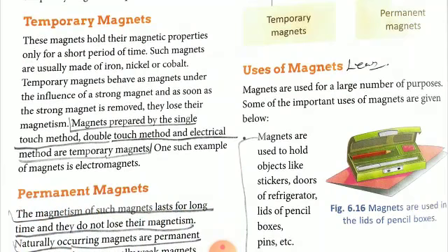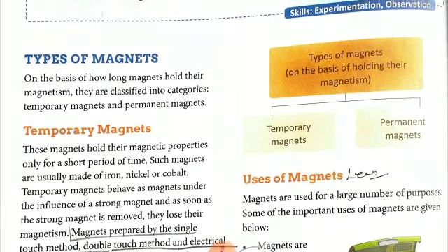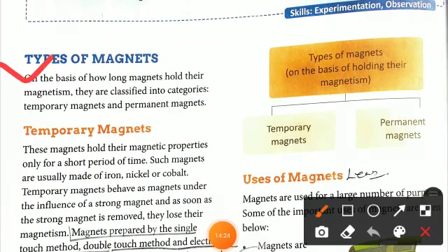Here there are types. We will study about the types of magnets. On the basis of how long magnets hold their magnetism, they are classified into categories. On the basis of how much time a magnet will hold its property of magnetism, we will classify magnets into two categories. One is the temporary magnet and the other one is the permanent magnet. So first we will study about the temporary magnet.